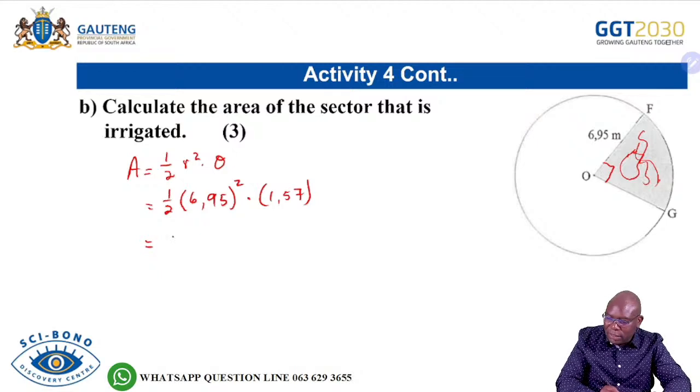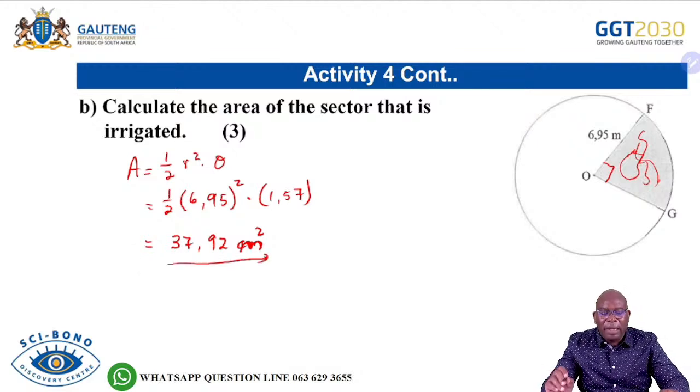I'm going to get 37.92 square meters. So in other words, the area that needs to be irrigated is 37.92 square meters. The sprinkler will only irrigate that area, and I got that area, which is 37.92 square meters. Interesting question.